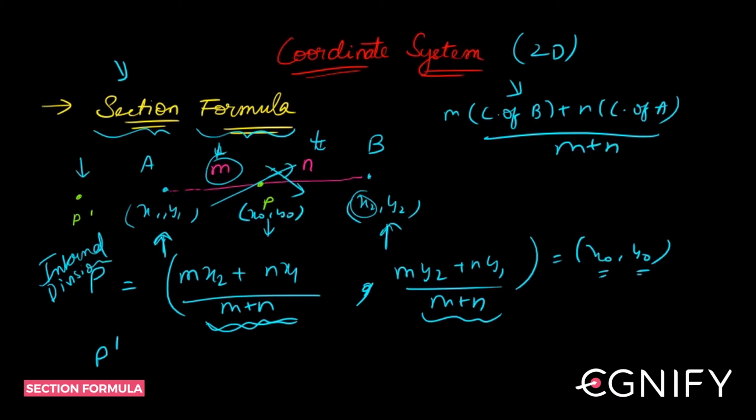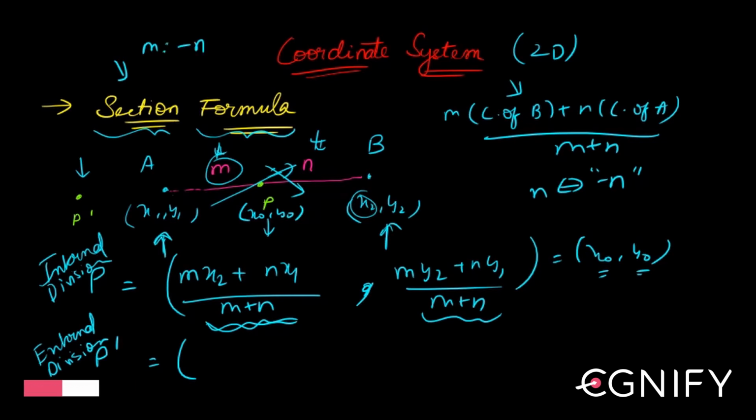But if there is a point which lies outside the line joining A and B, I say that P dash divides externally. So for the formula for external division, what you have to simply do is change n to minus n. So the coordinates of this point P dash, which divides the line joining A and B in the ratio m:-n, right? Or -m:n. You can change the sign of either of the two, but change the sign only for one of the two, not both, right? Either change it for m or change it for n.